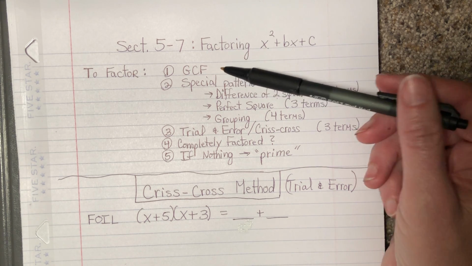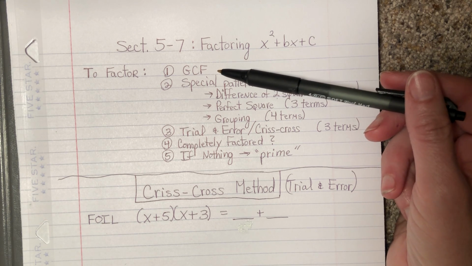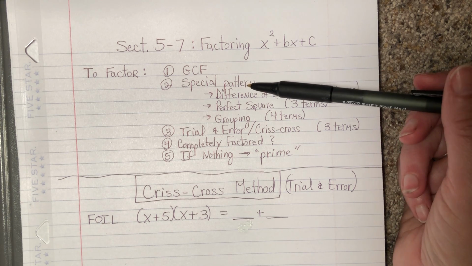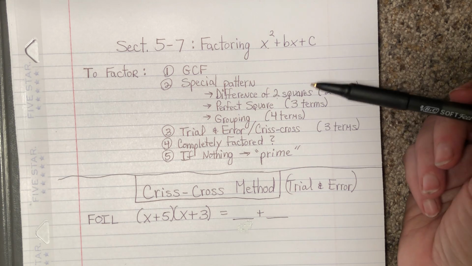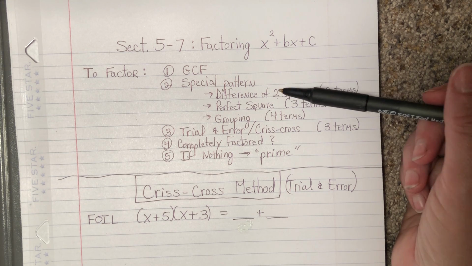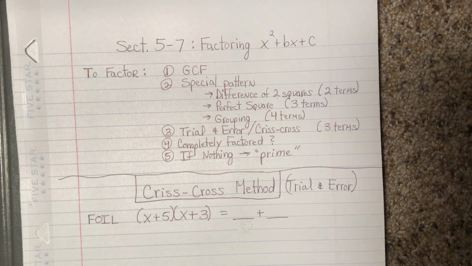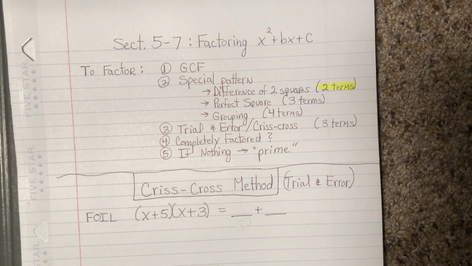Now, step one, remember, you have to pull out the greatest common factor if there is one. The next step is to look for a special pattern. Now, we know that there's the difference of two squares, and they're gonna have two terms. That's how you can recognize them. They have two terms plus a minus between them. That's what the difference means.